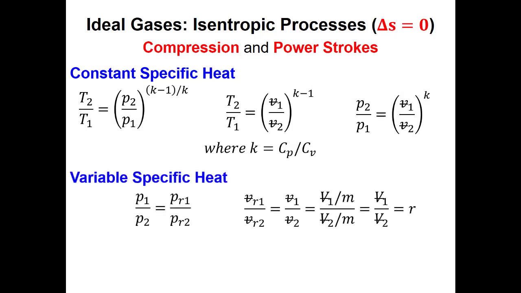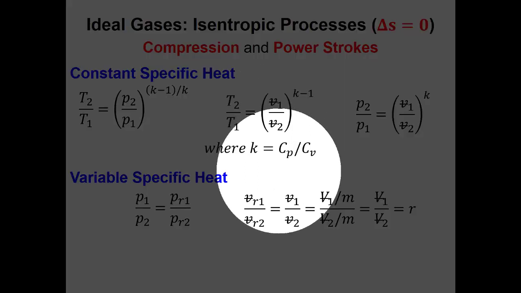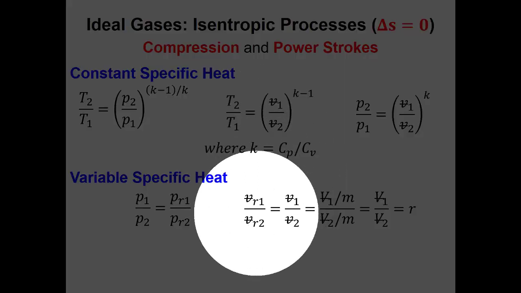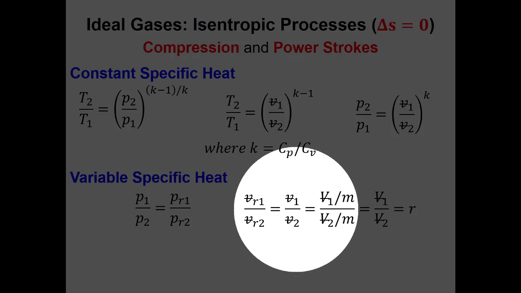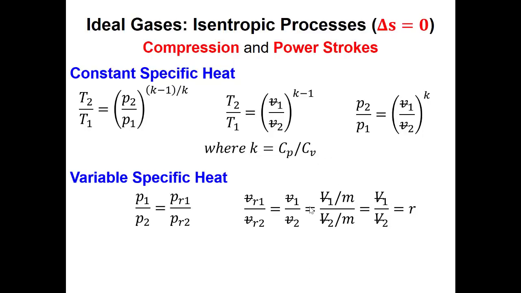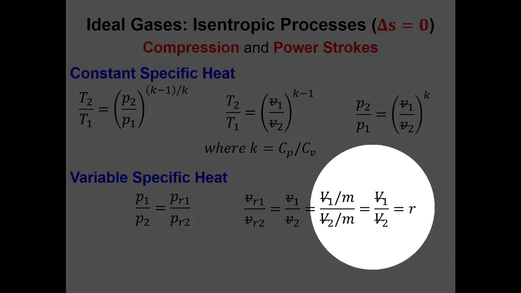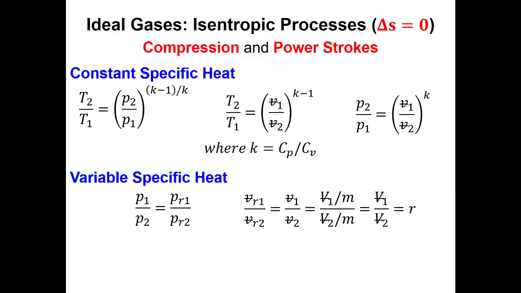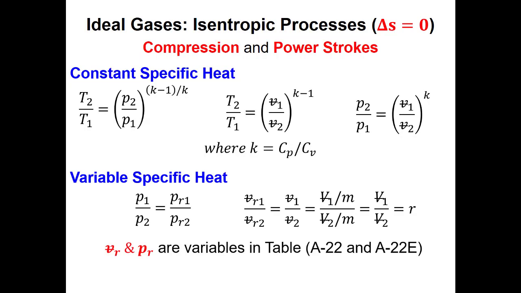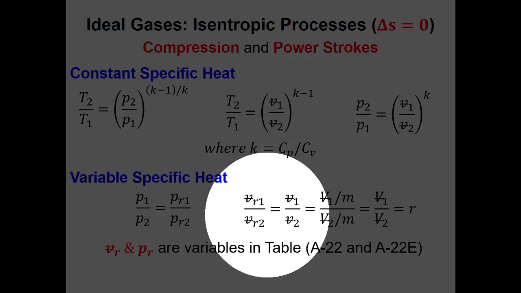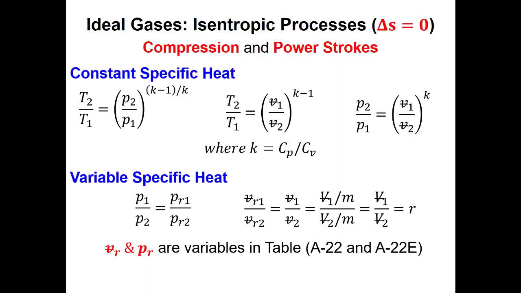If I'm using variable specific heat, then I'll probably use the ratio of the reduced volumes, which is equal to the ratio of the volumes, or the ratio of the specific volumes, right? And I remember that my big volume divided by my little volume is equal to the compression ratio here. So I get Pr and Vr, and because this is an internal combustion engine with closed processes, I'll probably be looking for these reduced specific volumes, and I'll get those on table A22, or A22E if I have an imperial problem.